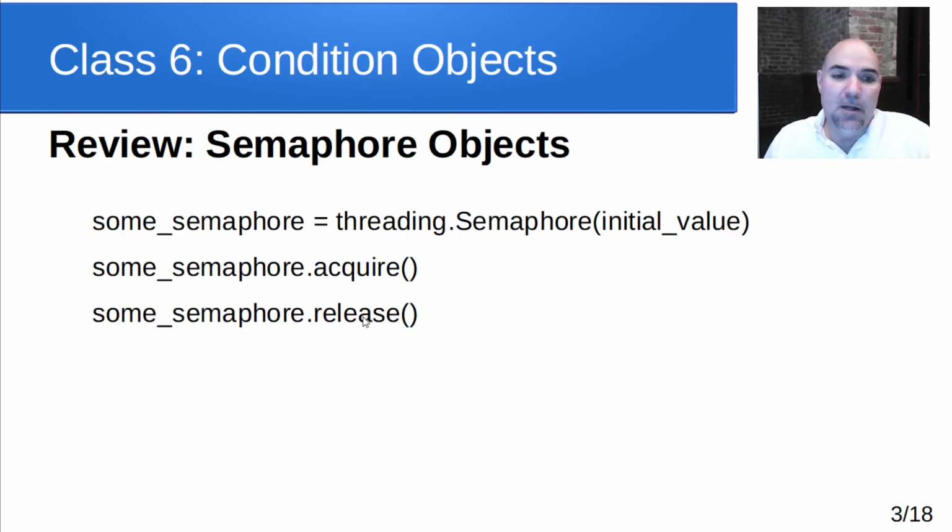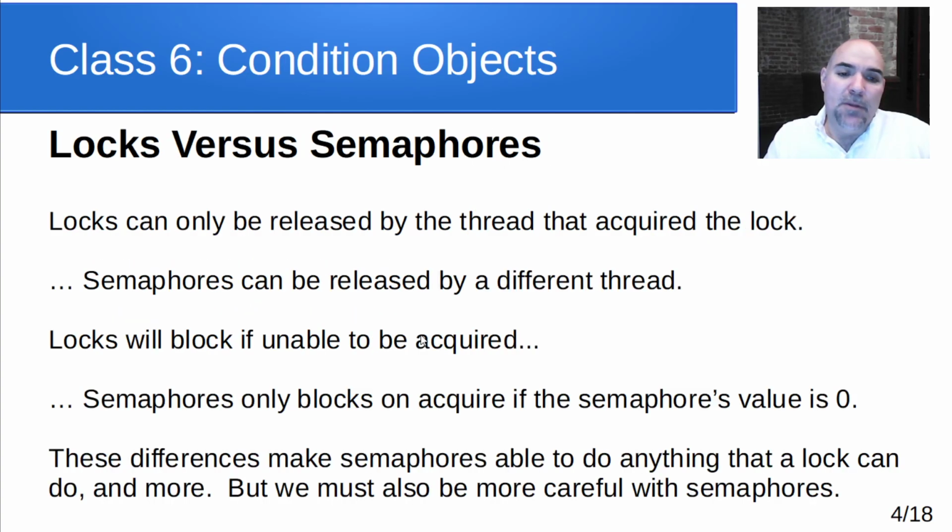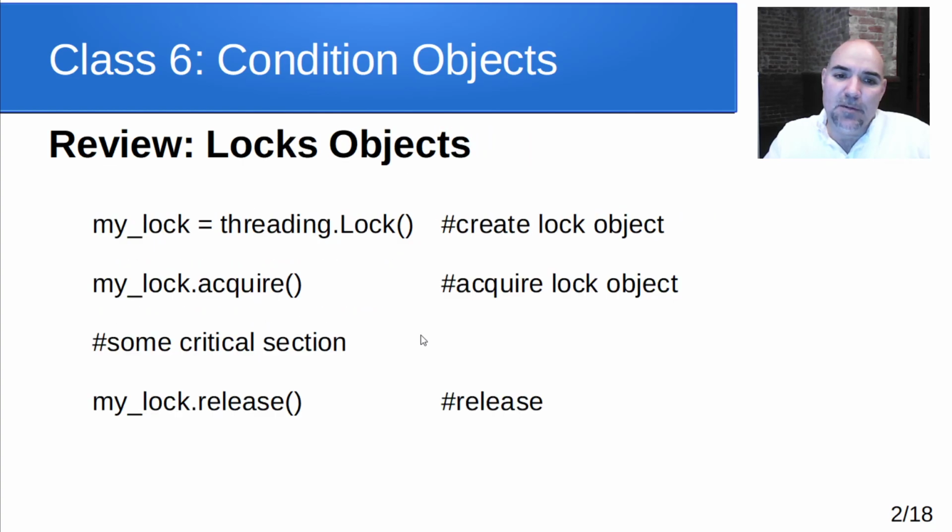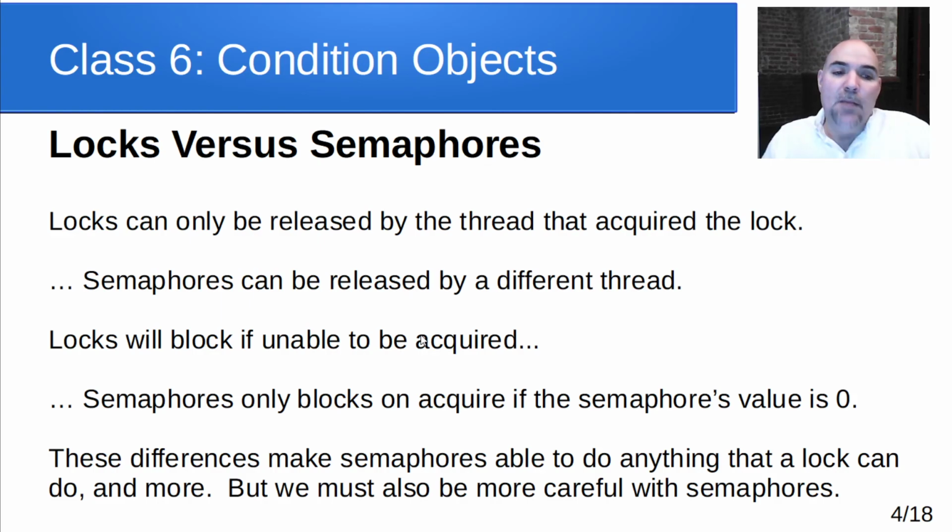Now, we also had semaphores, and semaphores look very similar. You create the semaphore object, you acquire it, and you release it. But there are some key distinctions between those. Even though looking at these two things, they look almost identical. You create the object, you use the acquire method, you do something inside of there, you use the release method, same thing on semaphores. But the main difference is that a lock object can only be released by the thread that acquired it. So the thread that acquired that lock has to be the one that releases it. Semaphores can be released by the thread that acquired it or a different one. It doesn't matter. It could be one or the other.